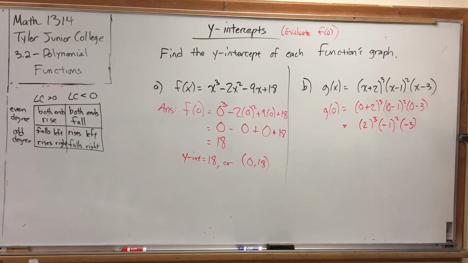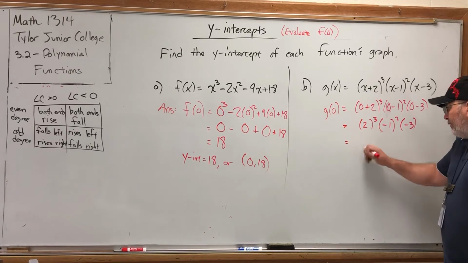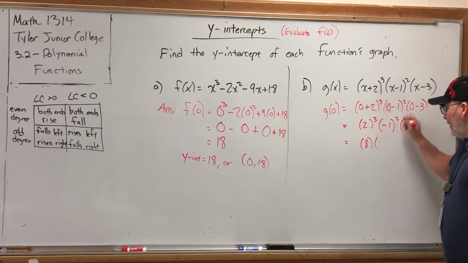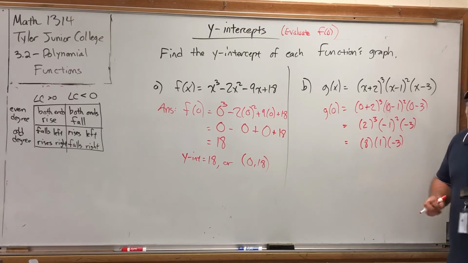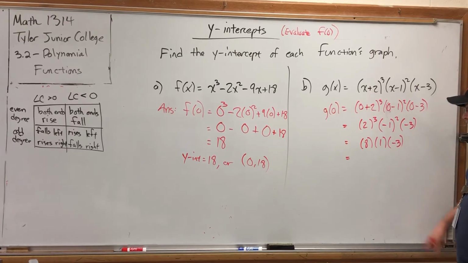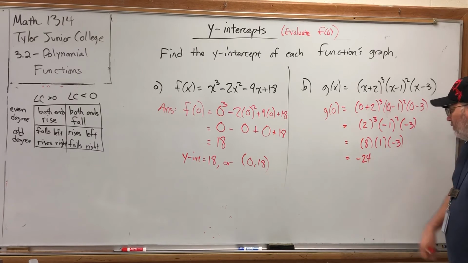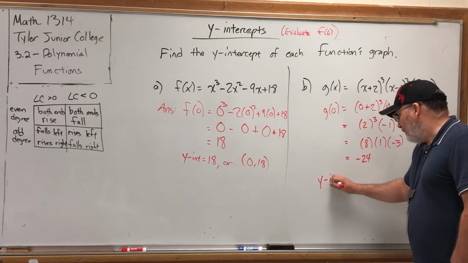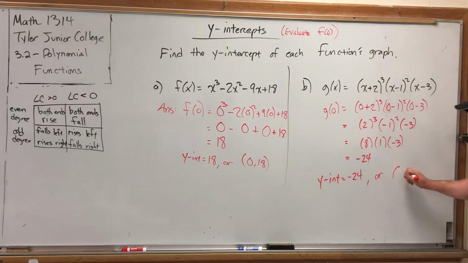And by the way, we're just doing the order of operations. Speaking of which, after parentheses is exponents. So 2 to the third power is 8. Negative 1 squared is 1. And the negative 3 is just sitting there patiently waiting for the exponents to finish. And then next and last is multiplication. 8 times 1 is 8. Times negative 3 is negative 24. So the y-intercept is negative 24, or as an ordered pair, (0, negative 24).